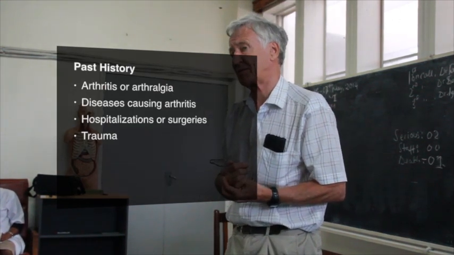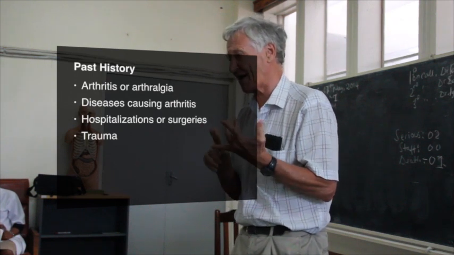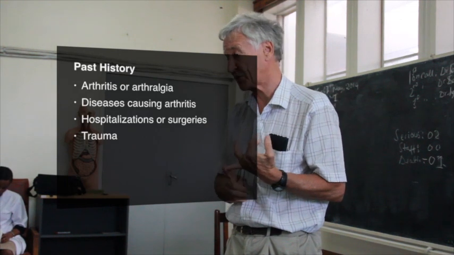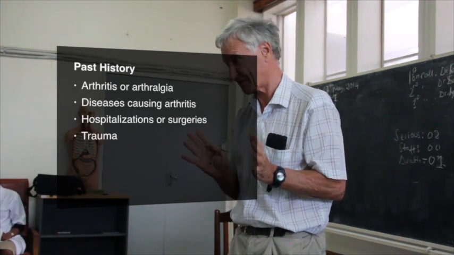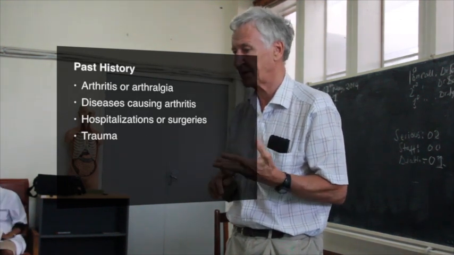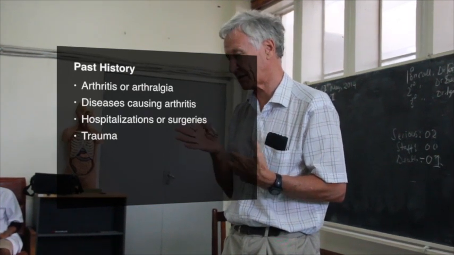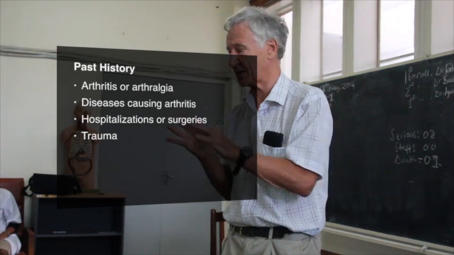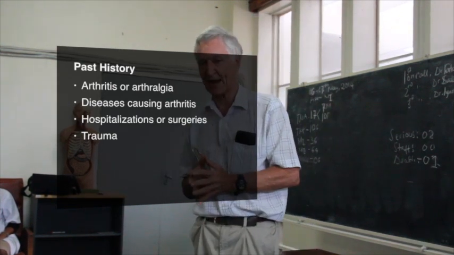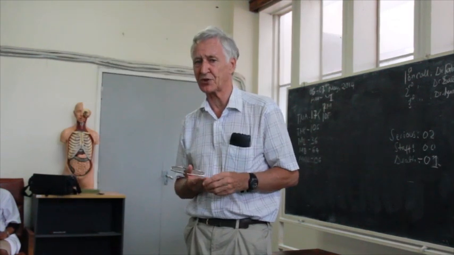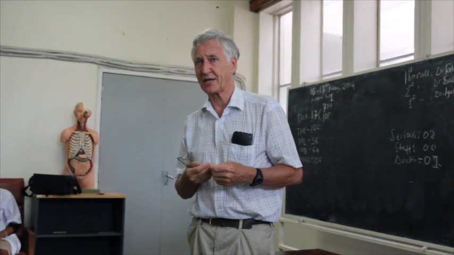With all past history, I emphasize that you need to document the illness, whether it is active or inactive. In other words, is it ongoing? Hospitalizations and operations. And then specifically for rheumatological conditions, the question of inflammatory arthritis in the past, and in particular trauma. Moving on to the family history.